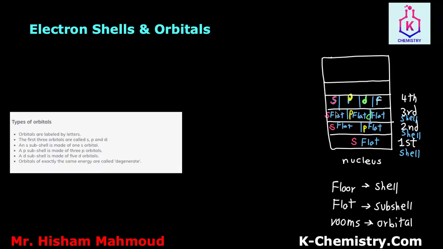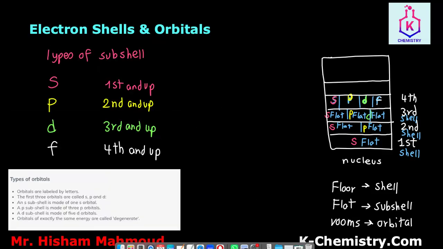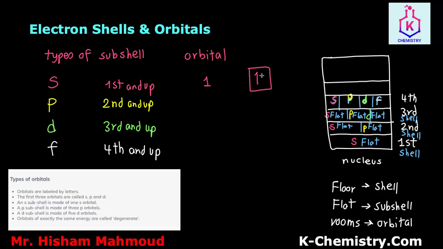Same way we have seen the floors here divided into flats and rooms, the orbitals are where the electrons stay. We can label the orbitals by letters. The first 4 subshells are called S, P, D, and F. Let's remember that we said the S subshell, or the flat, which is found starting from the first shell, contains only one orbital. So there is only one orbital inside, and this orbital can carry a maximum of 2 electrons.